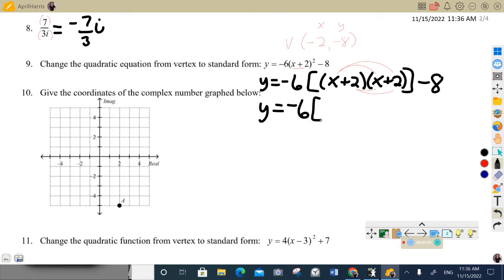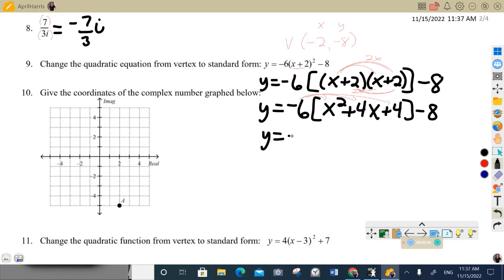So x times x is going to give you x squared. Your outers are going to give you 2x. Your inners are going to be 2x. That makes a total of 4x. And your last times your last is 2 times 2, which is 4. So next you're going to want to distribute your -6.